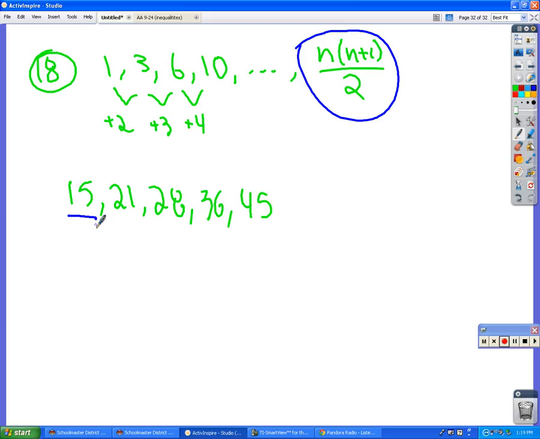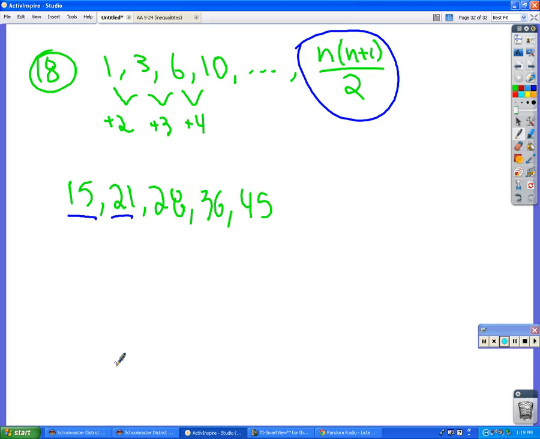Same thing if you plug in 6. 6 plus 1 makes 7. 7 times 6 is 42, half of 42 is 21. Okay, so whether you use the formula or whether you recognize the pattern is totally up to you.